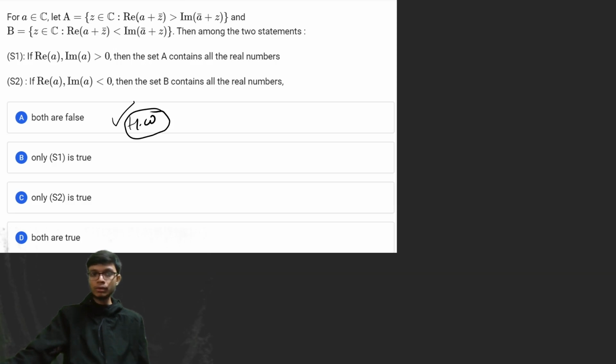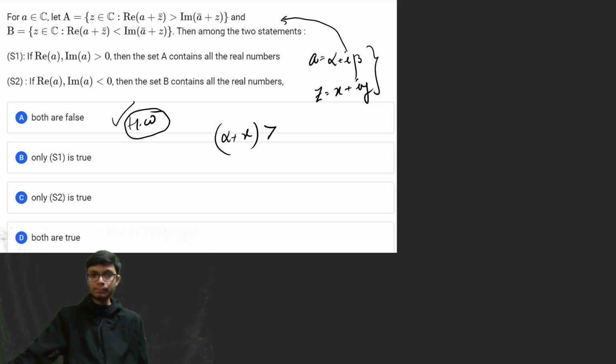This has geometrical implications. If you are not getting how to start, you can definitely start like this: firstly assume a as alpha plus iota beta and z as x plus iota y. If you put in these values, you can find the real part of a plus mod of z. The real part will be alpha plus x, and it is greater than the imaginary part of, not mod, it is the conjugate of a. So the conjugate of a is alpha minus iota beta, so the imaginary part is minus beta, plus that of z, which is y. So this will be y minus beta.